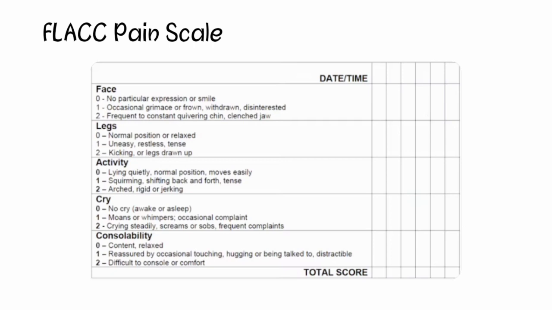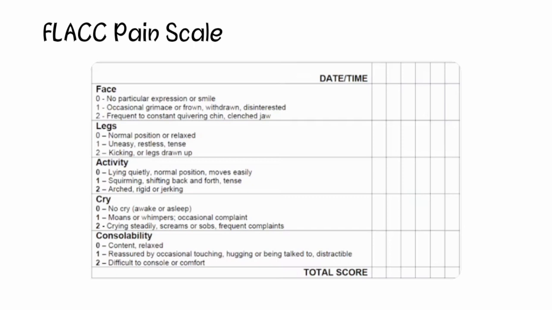Then C for crying, and then another C for consolability. It means whether you can be comforted. 0 to 2 points are assigned for each of the 5 categories. Then the overall score is tallied. So scores are interpreted as follows.